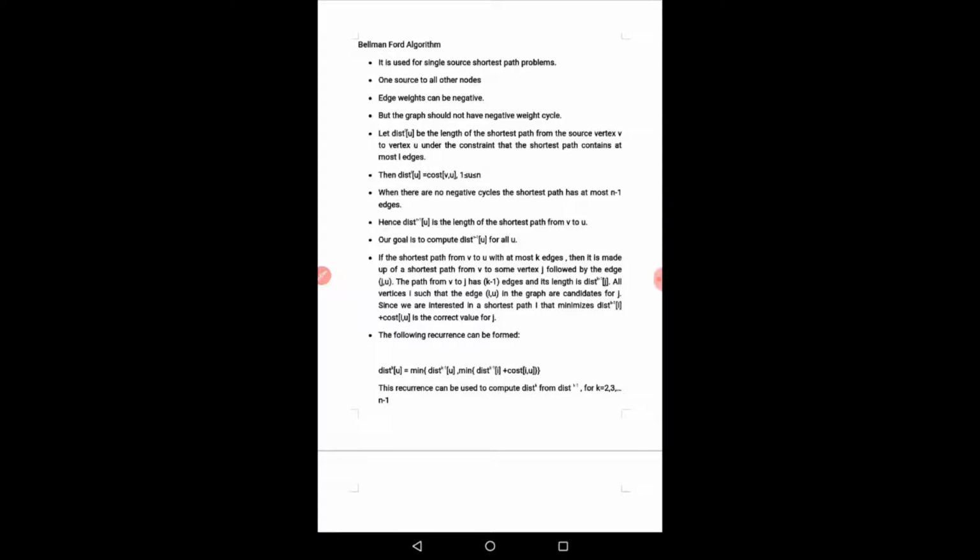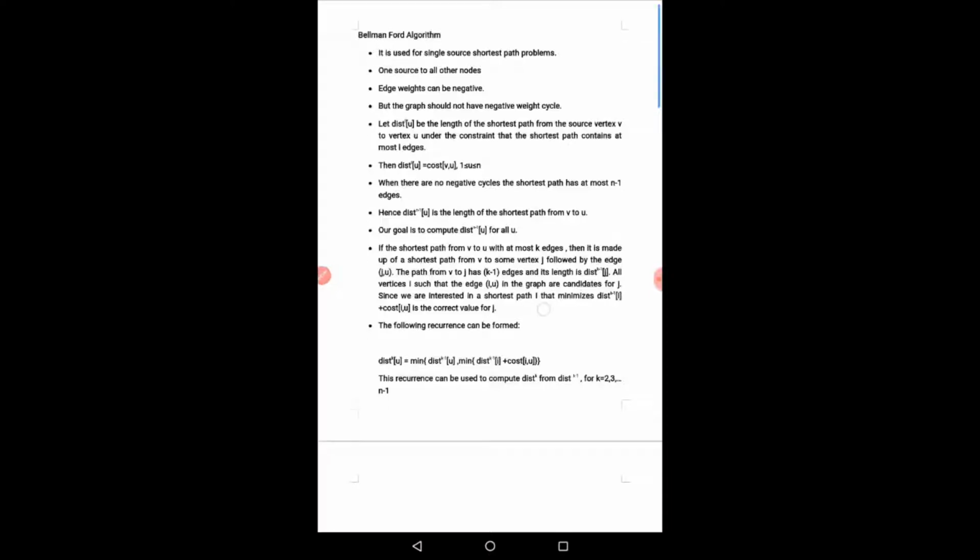So distance of U means distance from the source vertex. So it is written as cost of V U. Where there are no negative cycles, the shortest path will have maximum n-1 edges. Since it is an n-vertex graph, maximum number of edges will be n-1.